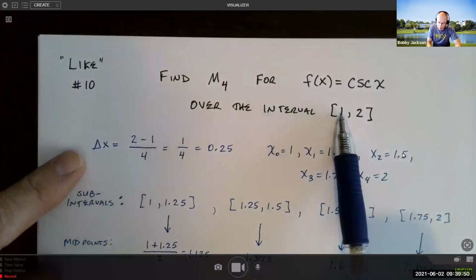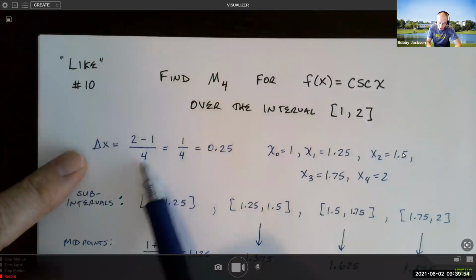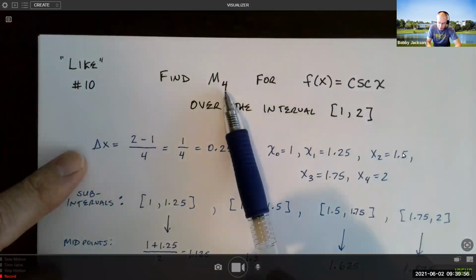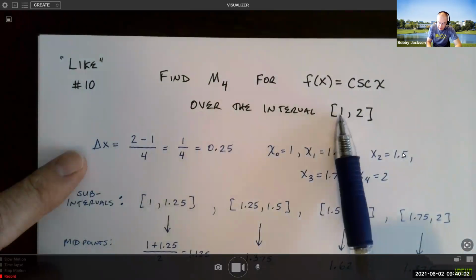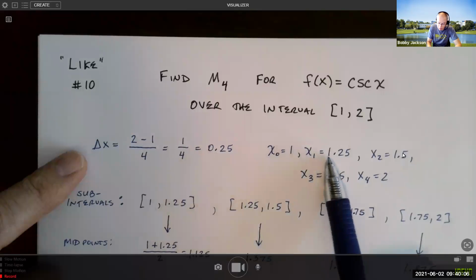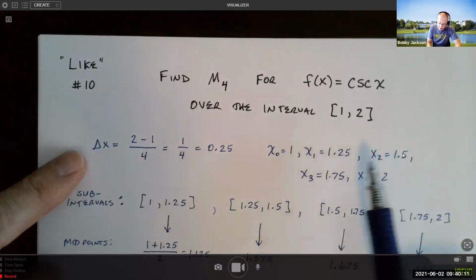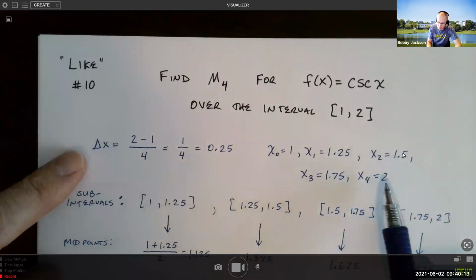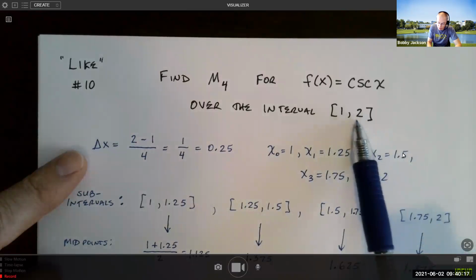So the interval is going from 1 to 2, so I do 2 minus 1. The length is 1, divided by 4, which is the number of subintervals. This subscript 4 again indicates the number of subintervals. So 1/4 or 0.25. I'm starting with x sub 0 is 1, and then I add 0.25. I get 1.25 for x sub 1. 0.25 again is 1.5. 0.25 again is 1.75. 0.25 again is 2. And I should end up right at the right endpoint of our interval.